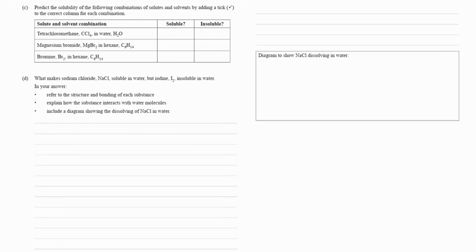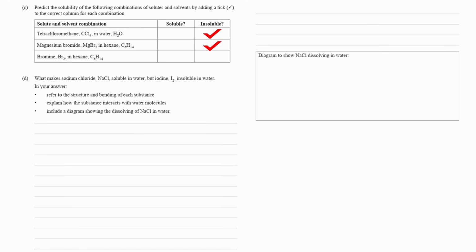So we look at the first one. We just looked at this carbon tetrachloride. We said that this was non-polar, so it's not going to be soluble in water. It's going to be insoluble. Now, the magnesium bromide, which is the ionic solid, is soluble in water, but not in this non-polar hexane. So insoluble is correct.